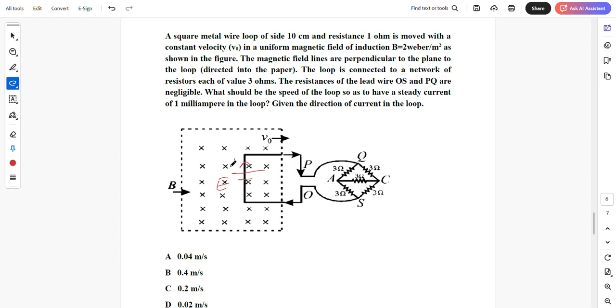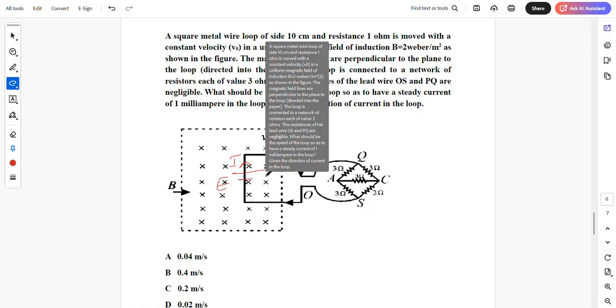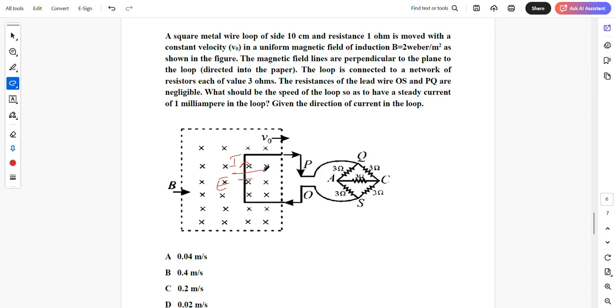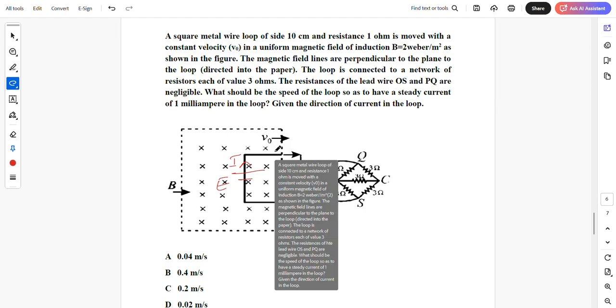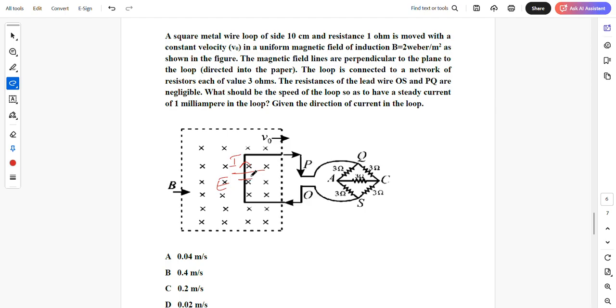This current is with a constant velocity, because it is moving with a constant velocity. Field is inside, fingers will be inside, and the thumb points towards the velocity, and the palm points upwards. This is the positive pole and this is the negative pole.